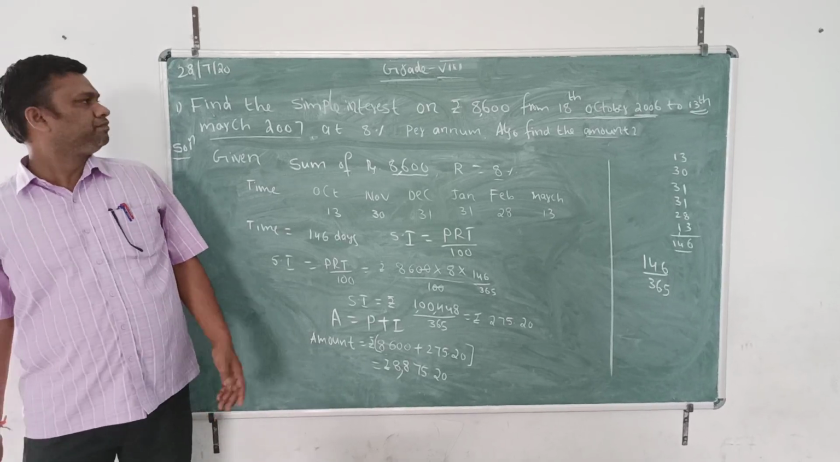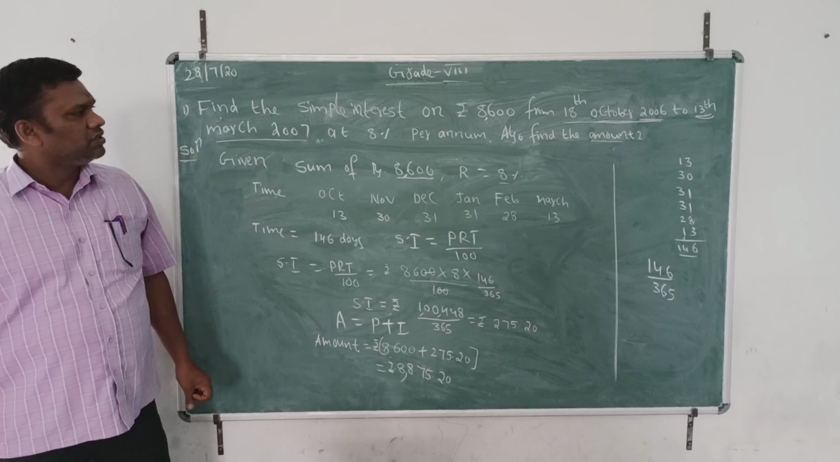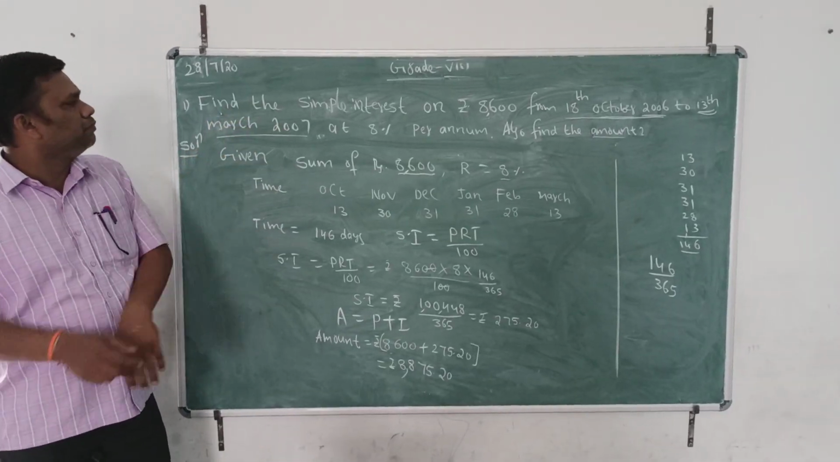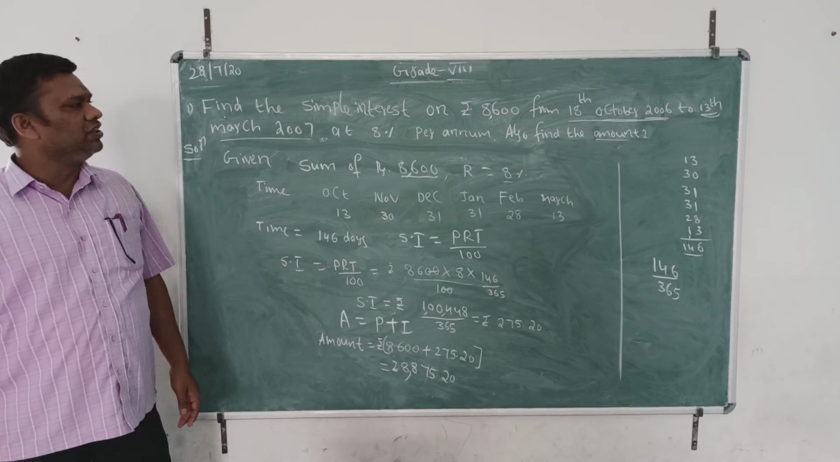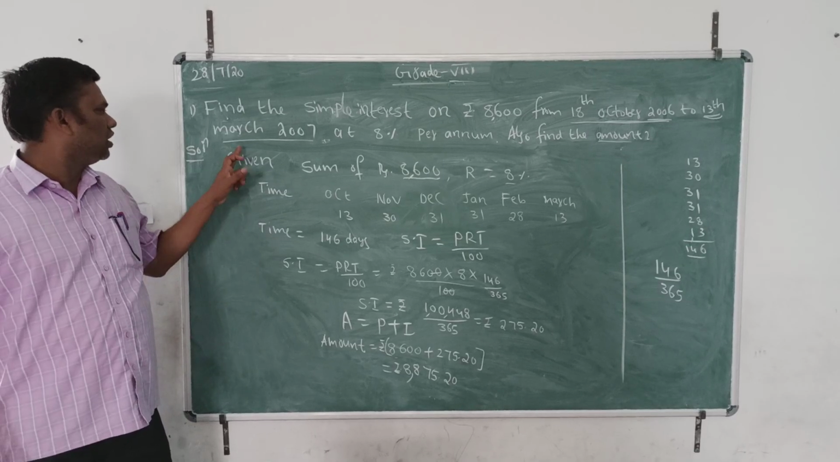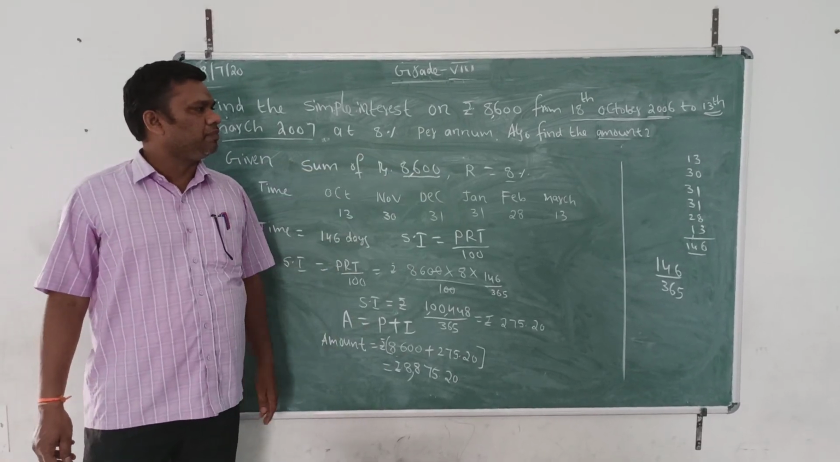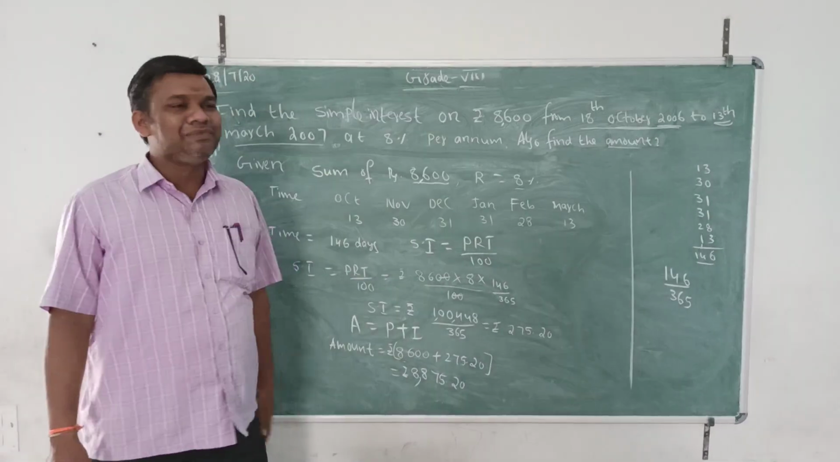Good everyone. See here, we are doing simple interest problems. Find the simple interest on rupees 8,600 from 18th October 2006 to 13th March 2007 at 8% per annum. Also find the amount.